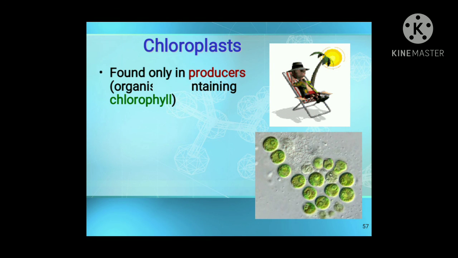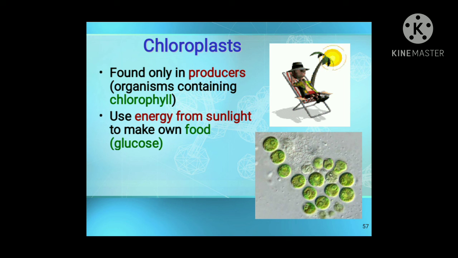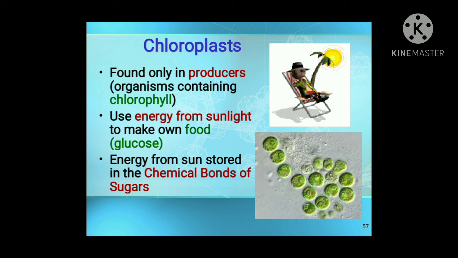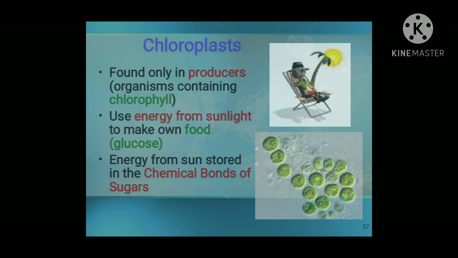Chloroplast. It is found only in producer organisms containing chlorophyll. It uses energy from sunlight to make food. Energy from the sun is stored in the chemical bonds of sugars.